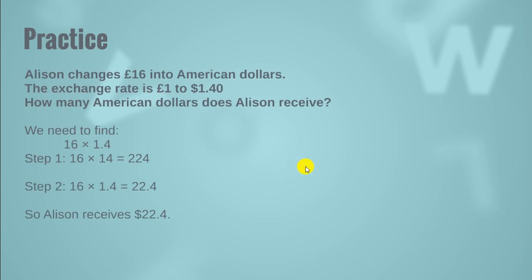Now here is a practice question. Allison changes 16 pounds into American dollars. The exchange rate is 1 pound to $1.40. How many American dollars does Allison receive? We need to find 16 multiplied by 1.4. Step 1: as we have 16 pounds, we need to multiply this by 1.4 to get our value in American dollars. We ignore the decimal point of 1.4 and write it as 14.